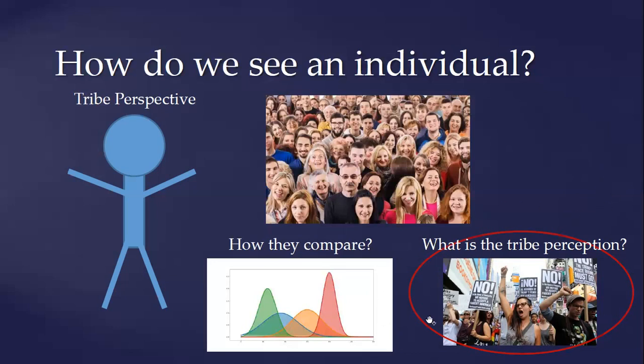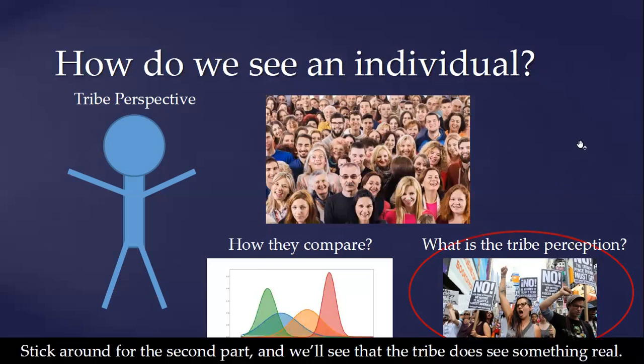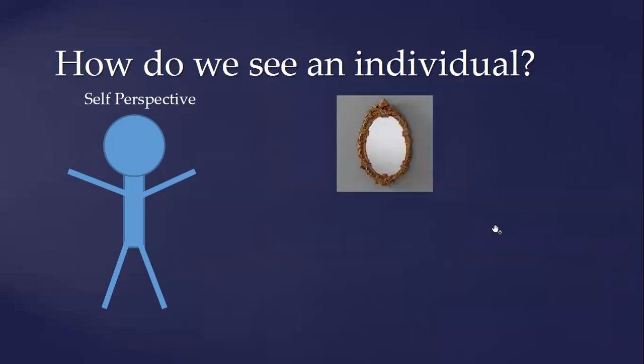But this one is circled here because this is what I personally am not looking at or interested in, right? My default wiring is telling me the tribe is stupid. Their perceptions are stupid. How many times in history has the tribe got it wrong, right? But I'm not looking at what the tribe has right. And yeah, there is something to the tribe, and I've discovered that the tribe's perception is actually valuable. And if you want to stick around for the second part, I'll explain why it's actually seeing something real, why it is actually valuable.